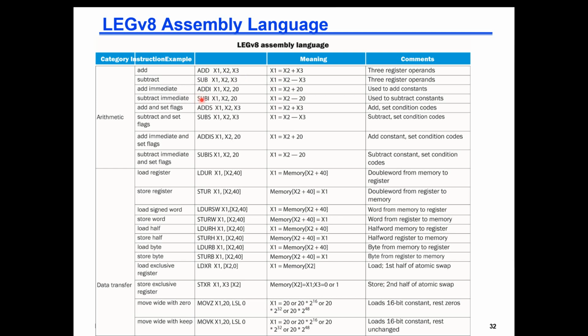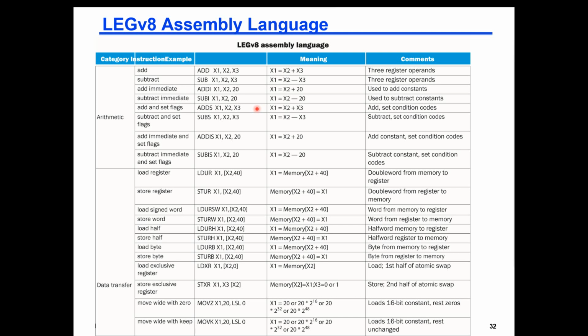We also have subtract immediate, where we subtract an immediate value from the contents of register 2 and put the result in register X1. We have the add S, which is the same thing. We're adding these two registers and putting the result in this register over here, but also we're setting flags. That's part of the instruction set architecture. How do you provide status?